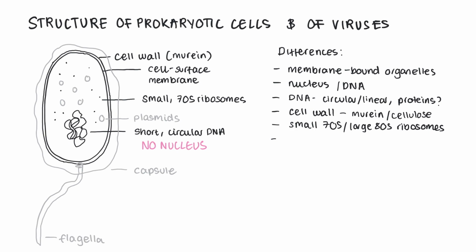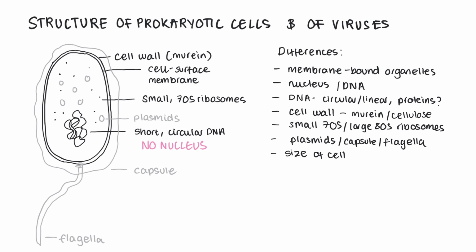And they also additionally might have plasmids, might have a flagellum, or they might have a capsule. But again, because they're not always there, I would say that the other options are more of a safe bet, more likely to guarantee the marks. And also, prokaryotic cells are much, much smaller than eukaryotic cells. So now on to viruses.